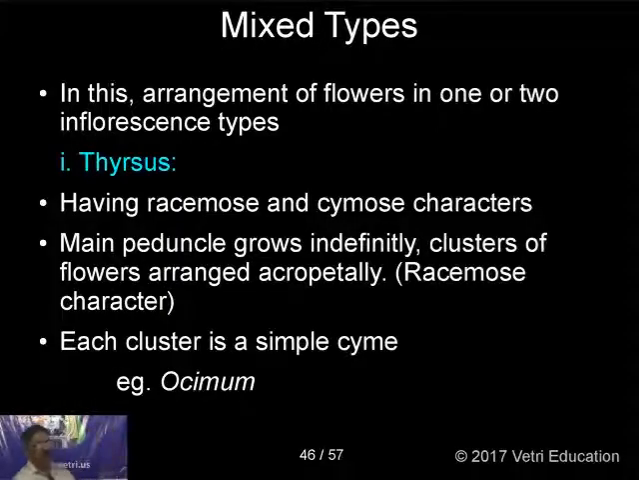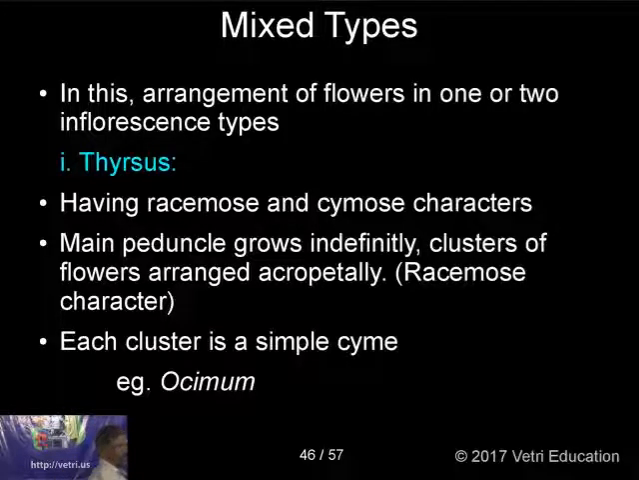Next, we'll have the mixed types of inflorescence. Here, in this arrangement, the flowers are in one inflorescence showing two types, either similar types or different types. So it is called a mixed type of inflorescence, in which the first one is the thyrsus. The thyrsus has racemose and cymose characters. The main peduncle grows indefinitely, that is a racemose character. The growth of the peduncle is indefinite, that is a racemose character.